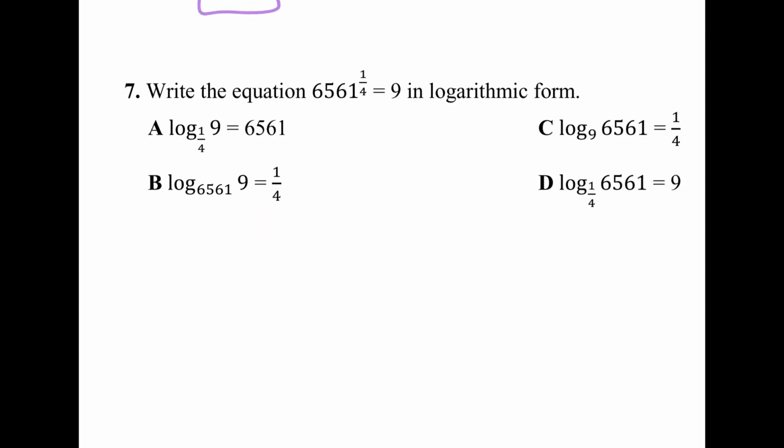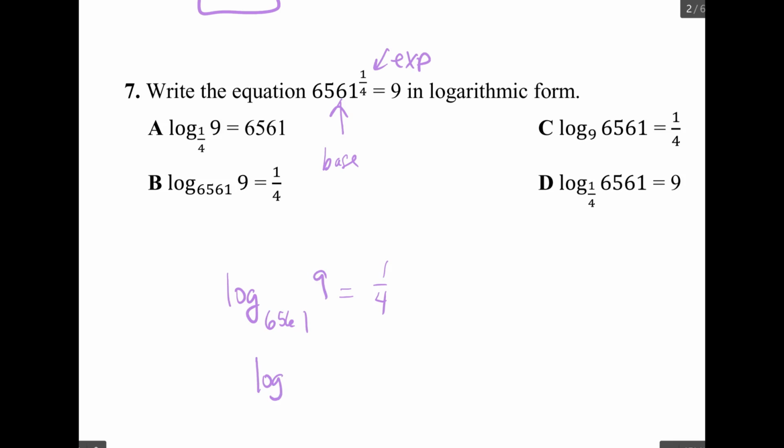Number 7. Sophie, take it away. Okay, so (1/4) to the 9 equals 6,561. Write the equation in logarithmic form. Right now, this is the base. So it'd be log base 1/4. 1/4 is the exponent, so 1/4 belongs here. The base is 6,561, and then the result is 9.